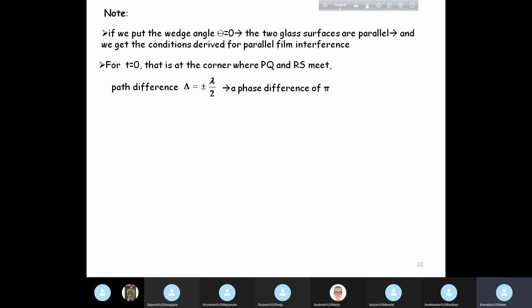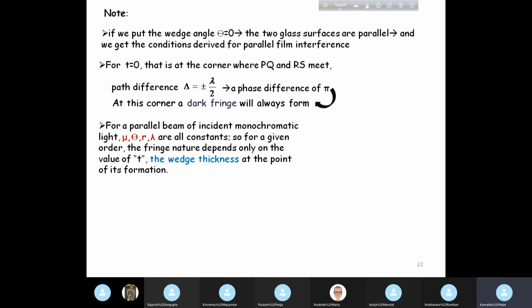Also we saw that at t equal to 0, that is at the corner where the two wedge boundaries meet, the thickness of the film is 0. So the path difference will be uniformly lambda by 2 plus or minus lambda by 2, indicating a phase difference of pi, which means that at this position we'll always get a dark fringe.